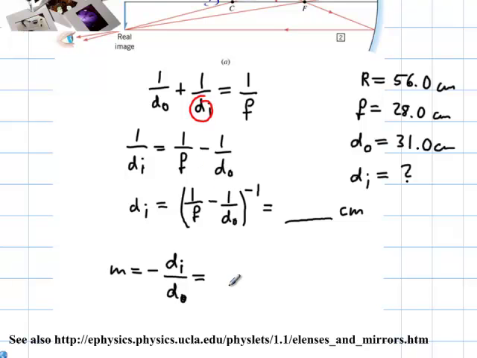With both of these numbers, you will see that the d_i will come out to be a positive number, because when you look at the 28 and the 31, as you subtract 1 over 31 from 1 over 28, you will get a positive number since you're subtracting a smaller from a larger number. So d_i is positive, d_o is positive, but with the negative sign, the whole thing is going to be negative. There are no units on this one, so you come up with a negative magnification. What the negative means is that the image is upside down.